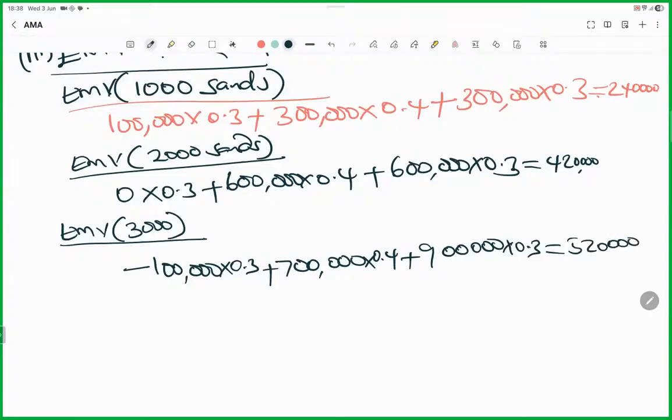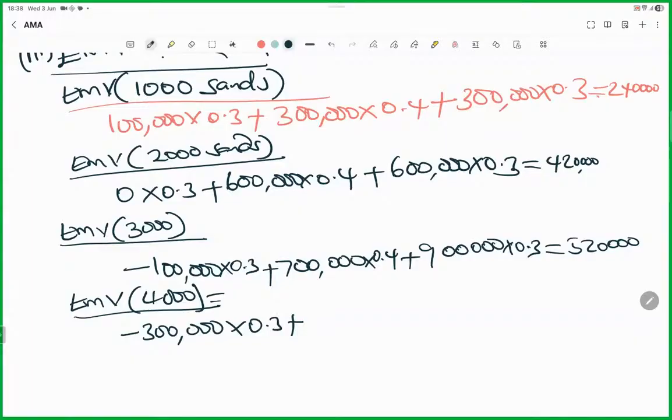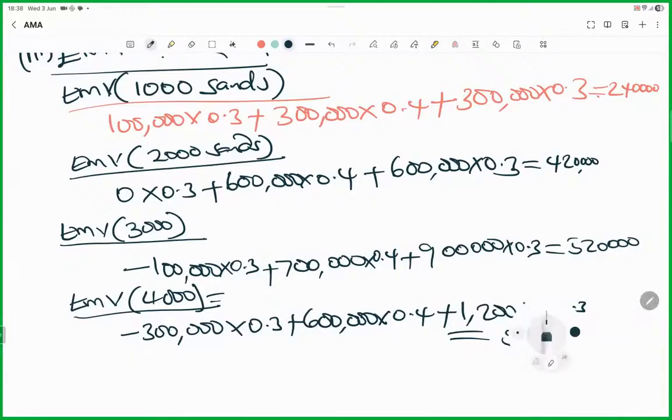520,000. And then lastly, we have the expected monetary value of 4,000. For 4,000, I can clearly see it will be minus 300,000 times 0.3 plus 600,000 times 0.4 plus 1.2 million times 0.3. Are you able to give me this answer? 510,000.